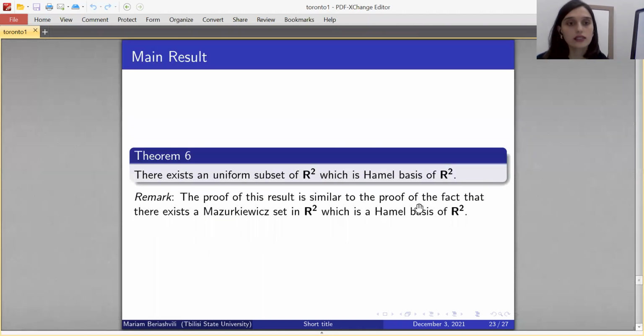Okay, and its main result: there exists a uniform subset of R square which is a Hamel basis of R square. Its proof I have written on the board. It's similar, with a few differences, but the construction is really similar, and we can show that there exists such a uniform subset.